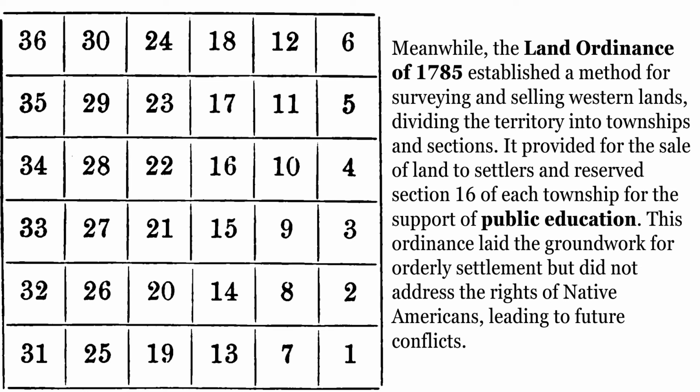Meanwhile, the Land Ordinance of 1785 established a method for surveying and selling Western lands, dividing the territory into townships and sections. It provided for the sale of land to settlers and reserved Section 16 of each township for the support of public education. This ordinance laid the groundwork for orderly settlement, but did not address the rights of Native Americans, leading to future conflicts.